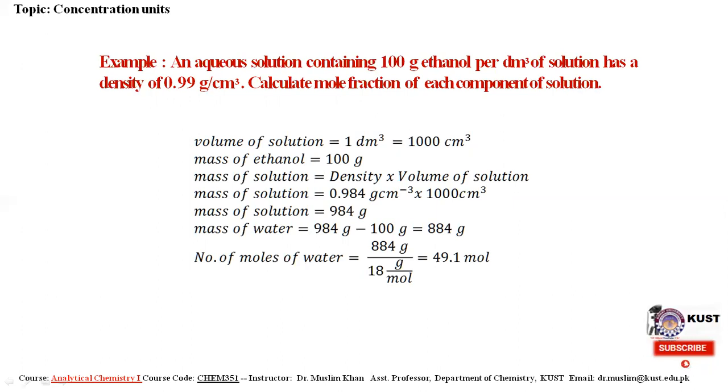First of all, 1 cubic decimeter is equal to 1 liter. 1 cubic centimeter is equal to 1 ml. So 1 liter is having 1000 ml. So similarly, 1 cubic decimeter is having 1000 cubic centimeter. So mass of ethanol here given is equal to 100 gram. So mass of solution is density multiplied by volume of the solution. Density is given here and multiplied by 1000, volume of the solution.